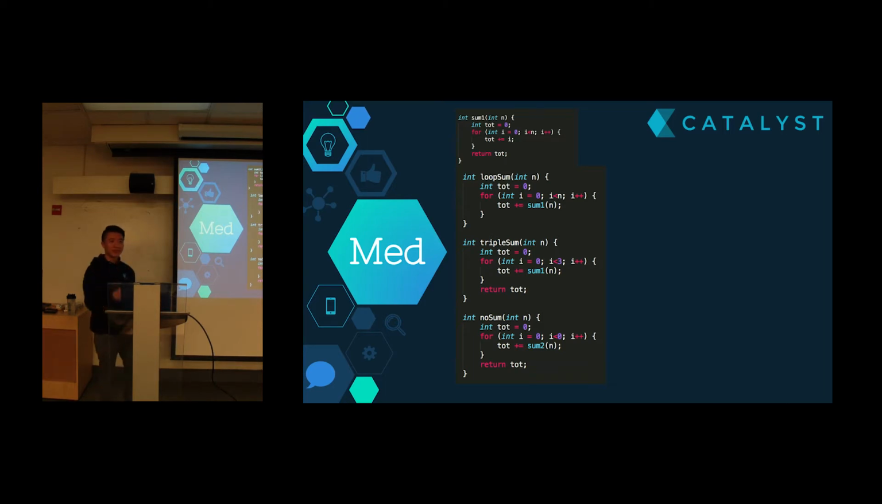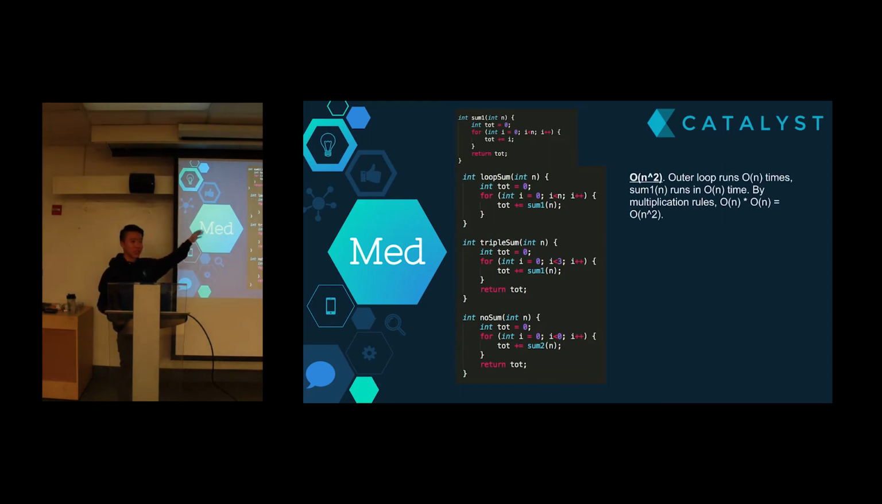Any takers? Yeah, O of n squared. Why? Yeah, so this is what I was talking about before. Even though you're only going through n elements technically, you're still doing an O of n operation every single time inside. So you multiply those complexities together.